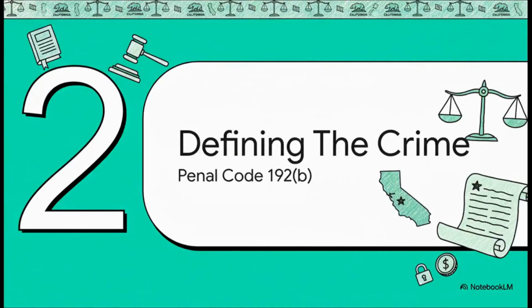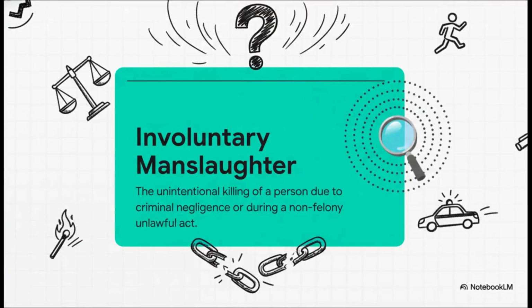So to clear away all that confusion, the best place to go is straight to the source, the law itself. Let's take a look at the precise legal definition under California Penal Code 192(b). This is where the details really, really matter. All right, let's unpack this. You see that word again, unintentional. There was zero intent to kill. The death happened because of one of two things.